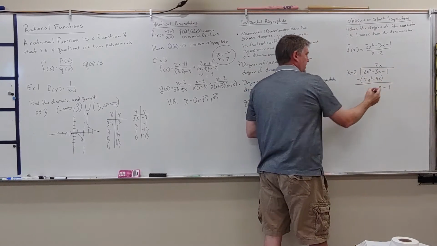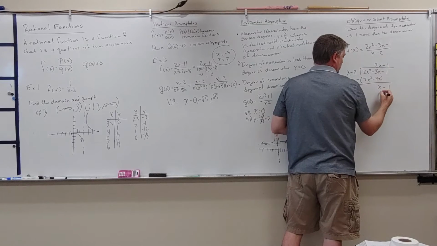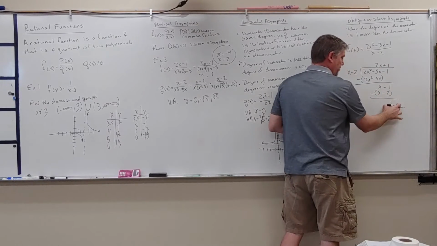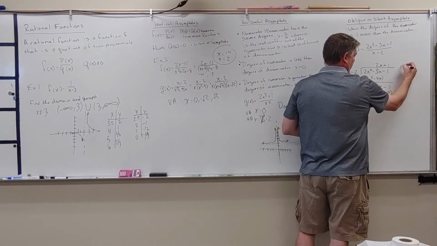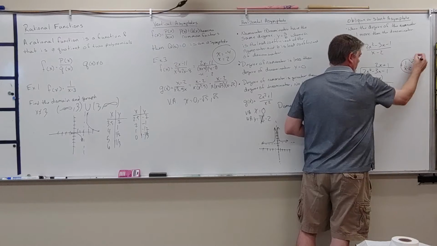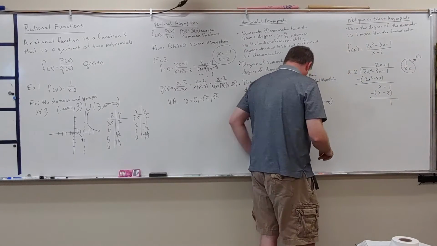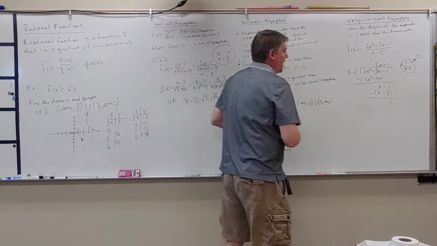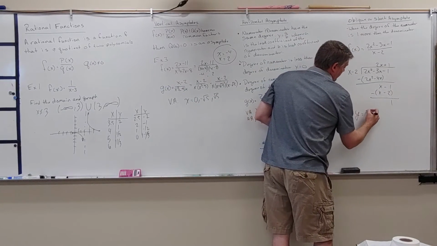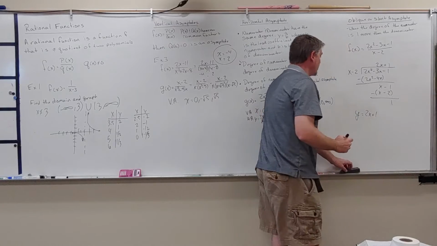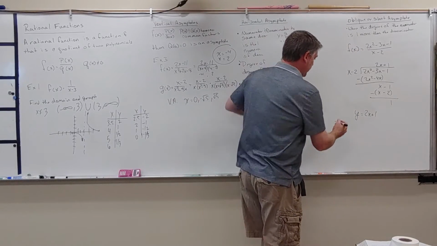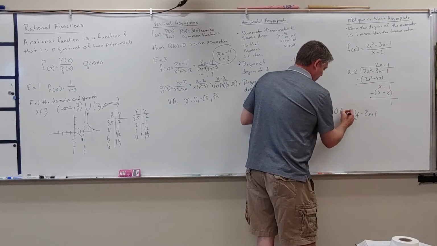X times 1 gives me x minus 2. Subtract, so that's positive 1. There's my remainder. So this is really 2x plus 1 plus 1 over x minus 2, but the remainder goes towards 0 as x gets really big. So I don't really have to worry about that. So my oblique asymptote is y equals 2x plus 1. If I were to graph this, that's my oblique asymptote.